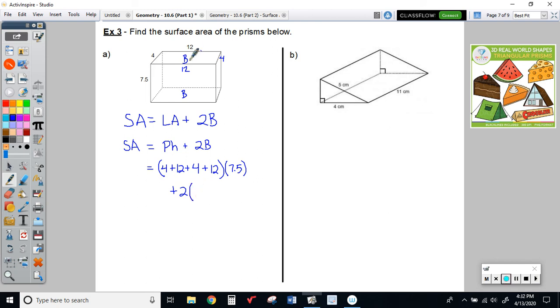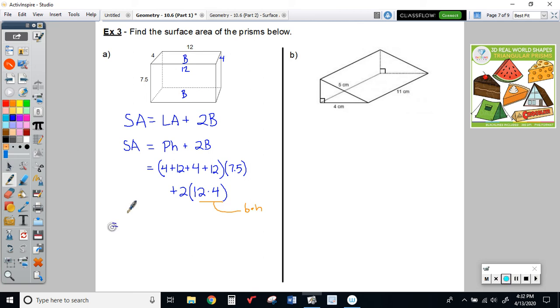My B in this case is base times height. This is a rectangle, so I'm going to use 12 times 4 for that. So this is right here. That's just base times height for the rectangle. Base times height. That's a dot, not a minus sign right there.